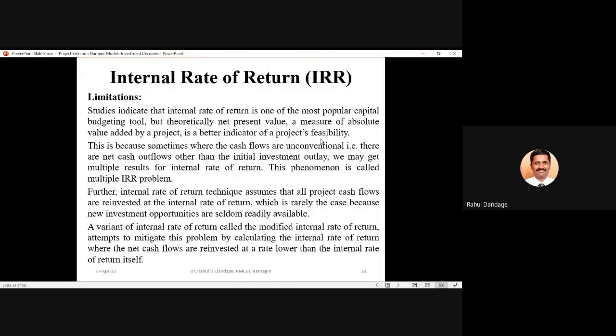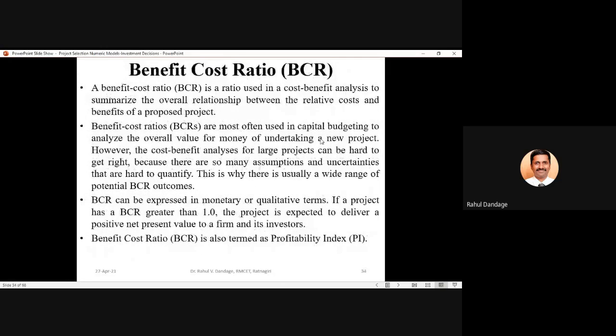Now we have to move further to the third method, which is again based upon the discounted cash flow, which takes into account the time value of money. This particular method is called the benefit cost ratio method. This method is also referred to as profitability index. As the name suggests, this method takes into account a ratio between the benefits and the costs incurred. When I say benefits and costs, they should be on the same timeline.